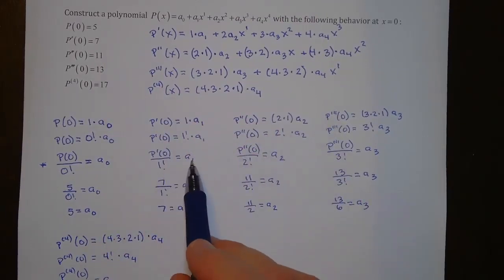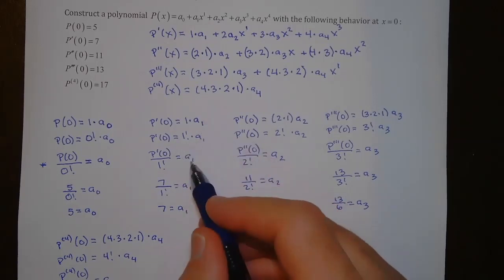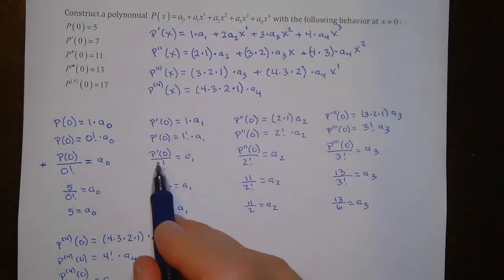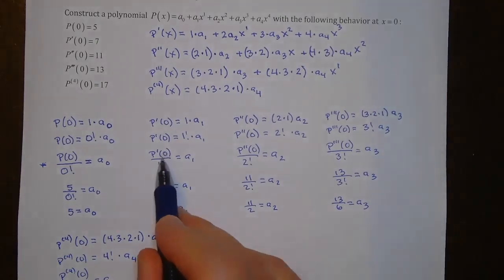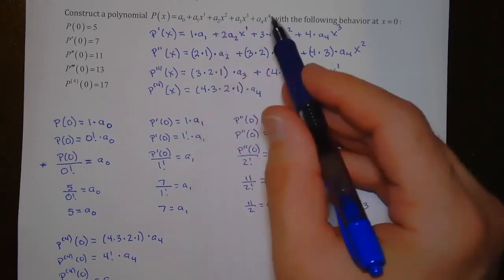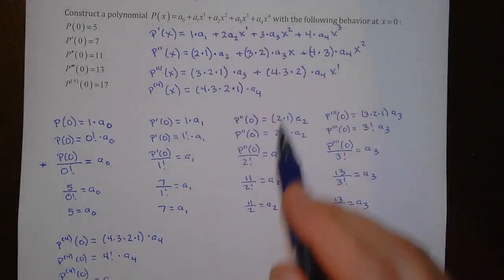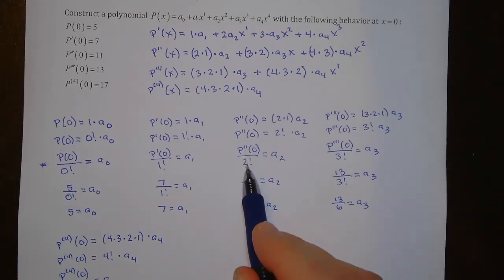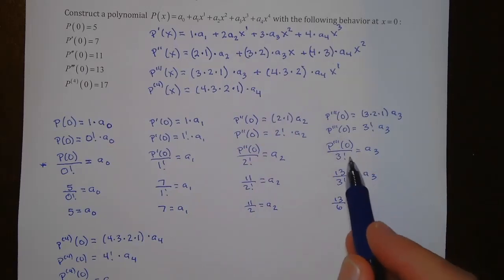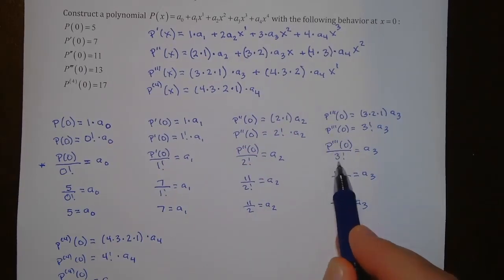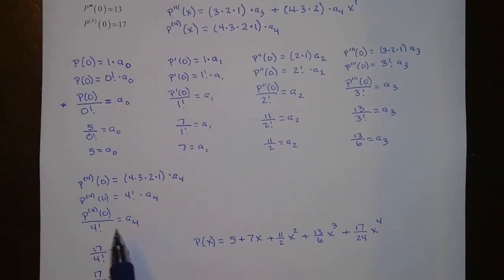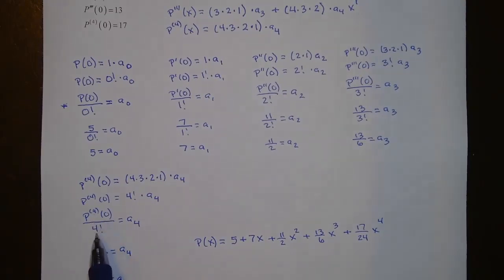So how do we get the a sub 1, the coefficient for the x to the first term? Well, it was the first derivative over 1 factorial at 0, right? And how do we get the coefficient for the x squared term? Well, we had to find the second derivative over 2 factorial. So there's a pattern here, right? How do we get the coefficient for the x cubed term? We had to take the third derivative over 3 factorial. And then the coefficient for the fourth term, we had to take the fourth derivative at 0 divided by 4 factorial.